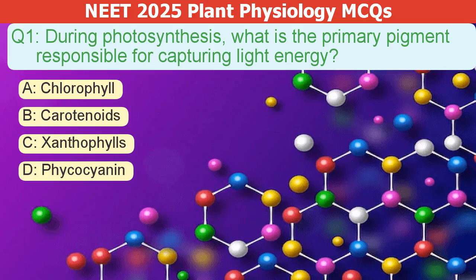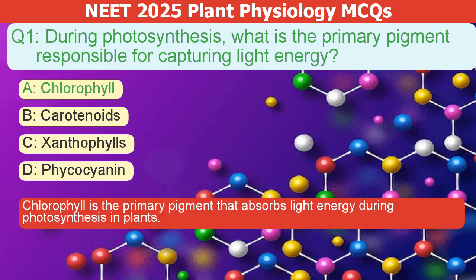During photosynthesis, what is the primary pigment responsible for capturing light energy? A. Chlorophyll. B. Carotenoids. C. Xanthophylls. D. Phycocyanin. The correct answer is A. Chlorophyll is the primary pigment that absorbs light energy during photosynthesis in plants.